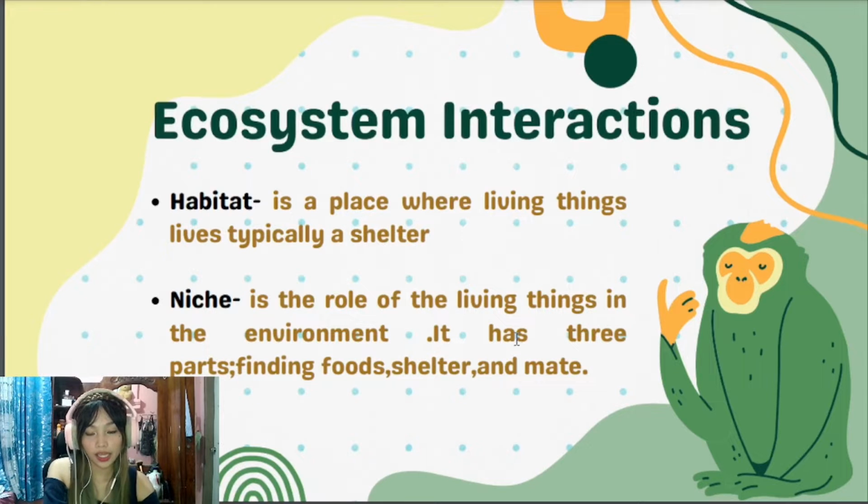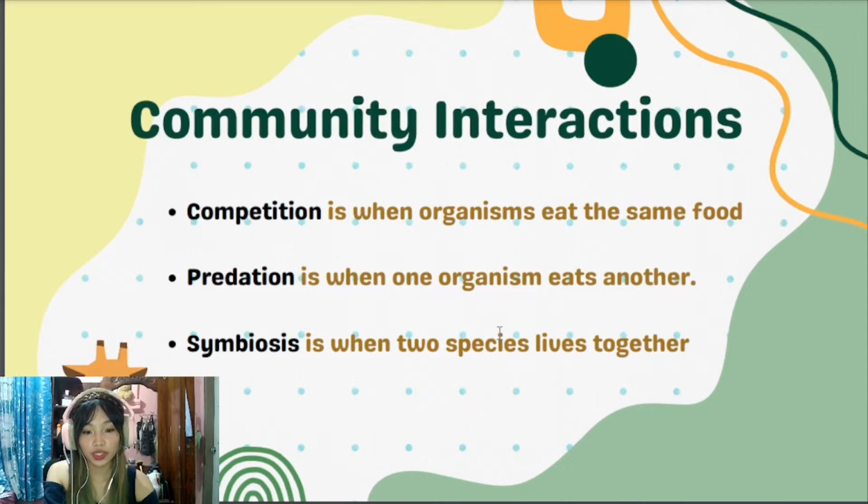Next is the ecosystem interactions. Habitat is a place where living things live, typically a shelter. Niche is the role of the living things in the environment. It has three parts: finding food, finding shelters, and mate. The community interactions. Competition is when organisms eat the same food. Predation is when one organism eats another. Symbiosis is when two species live together.